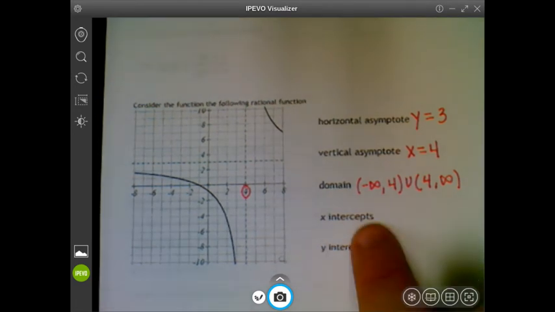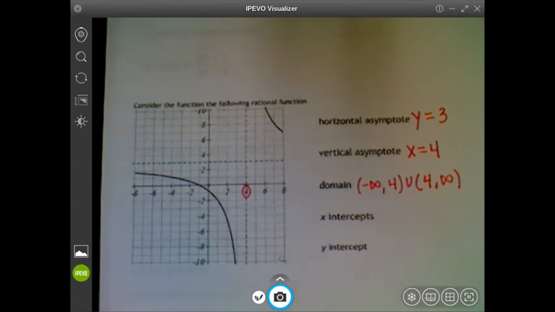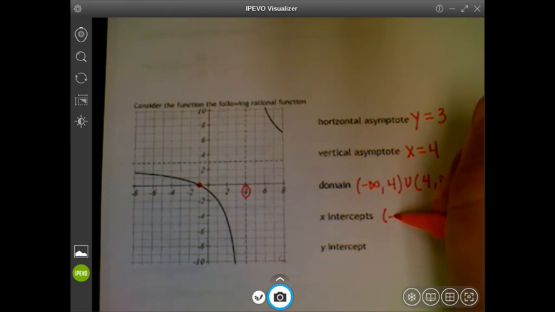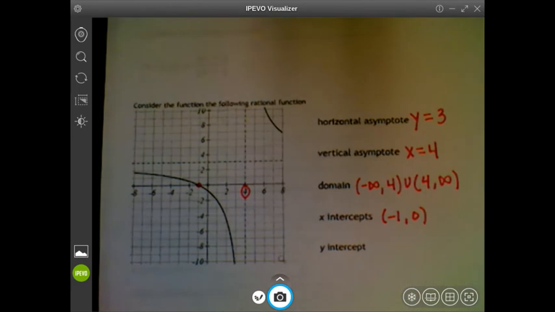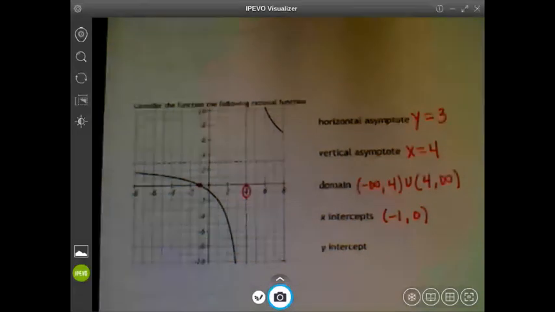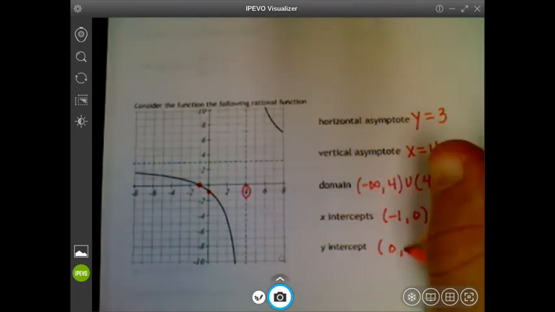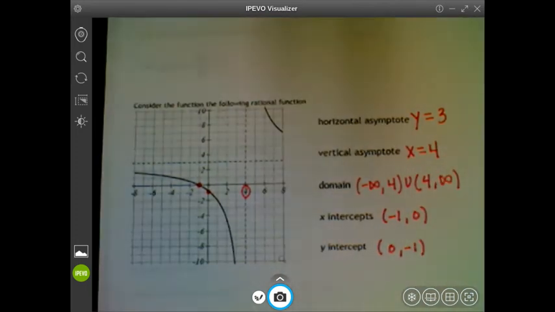All right, x-intercepts and y-intercepts, you probably don't even need me to explain those. That's where it crosses the x-axis and the y-axis, right? So here would be an x-intercept that's at negative 1, 0. Why did I put it as a coordinate point? Because intercepts should always be written as coordinate points. The y-intercept, that's here. I know it's a little off, but we're going to say that that's 0, negative 1.